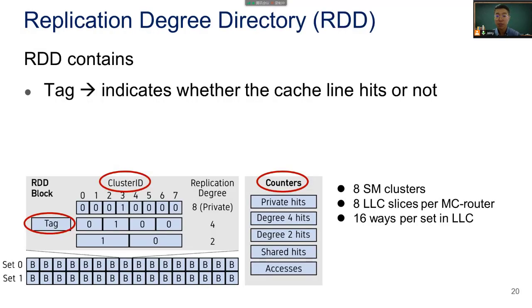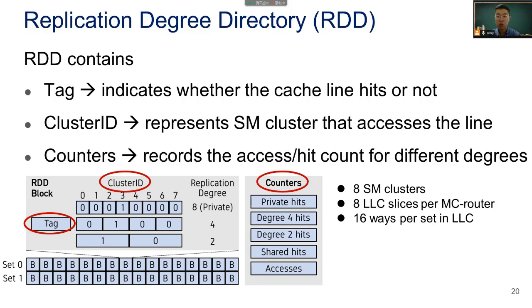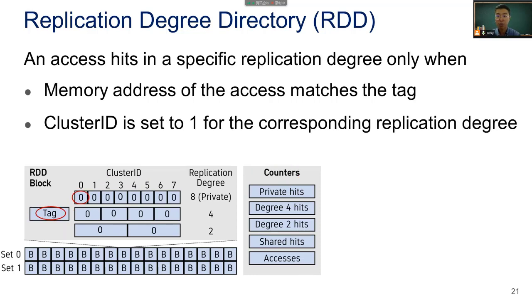To predict the LLC misses for all possible replication degrees, we devise a lightweight mechanism we call RDD. The RDD contains a collection of bit vectors, which we call cluster ID, along with each tag to predict the hit rates of different replication degrees. The counters are used to record the cache access or miss count in different LLC organizations. For the shared LLC, the request is a hit if the tag matches. For the private LLC with a specific replication degree, the access hits when the tag matches and the memory access comes from the same SM cluster.